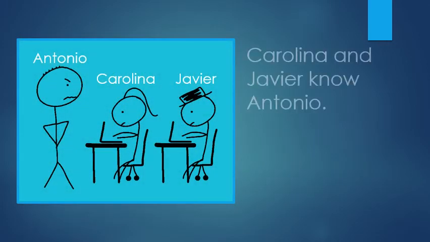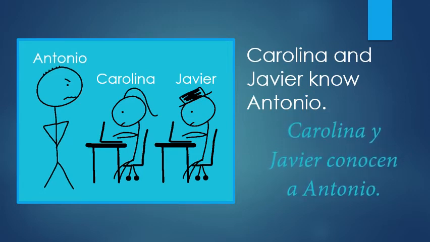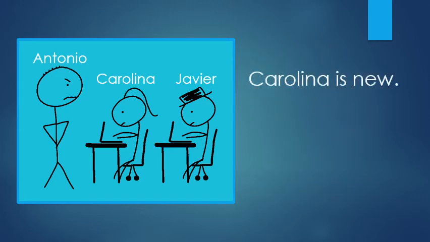Let's go back to making more sentences. Carolina and Javier know Antonio. Okay, so Carolina y Javier conocen a Antonio. So again, don't forget the a, but it's they know, so conocen. How about this one? Carolina is new. This is older vocabulary, okay? But let's say Carolina is new to her job. How would you say that? Carolina es nueva. Okay, new, nuevo, but because she's feminine, nueva. Carolina es nueva.